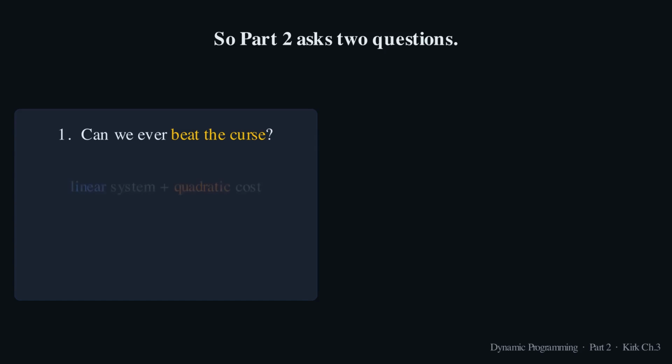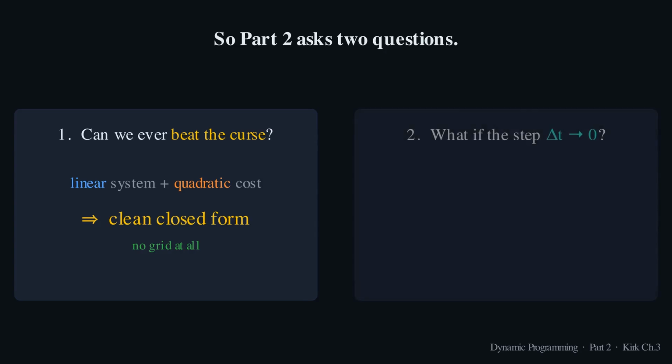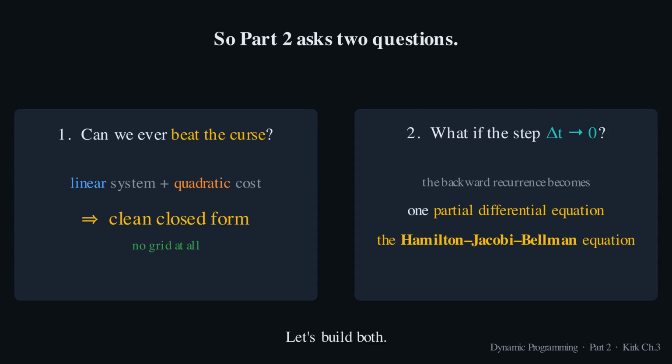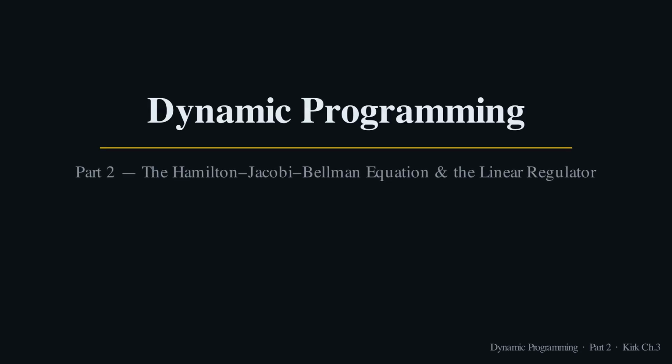So part 2 asks 2 questions. First, can we ever beat that curse? It turns out we can, when the system is linear and the cost is quadratic. The whole problem collapses to a clean, closed form with no grid at all. Second, what if we stop chopping time into chunks and let the step shrink all the way to 0? The backward recurrence becomes a single, elegant, partial differential equation, the Hamilton-Jacobi-Bellman equation. Let's build both.